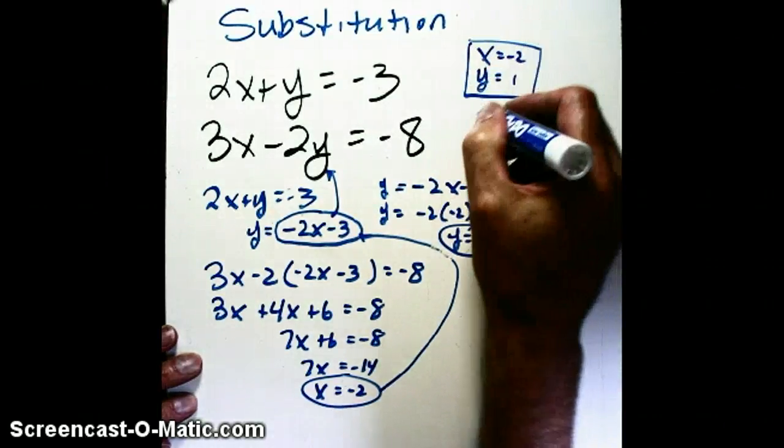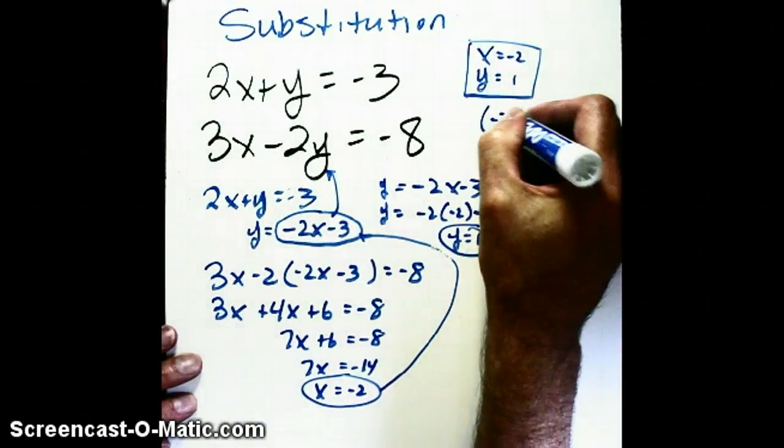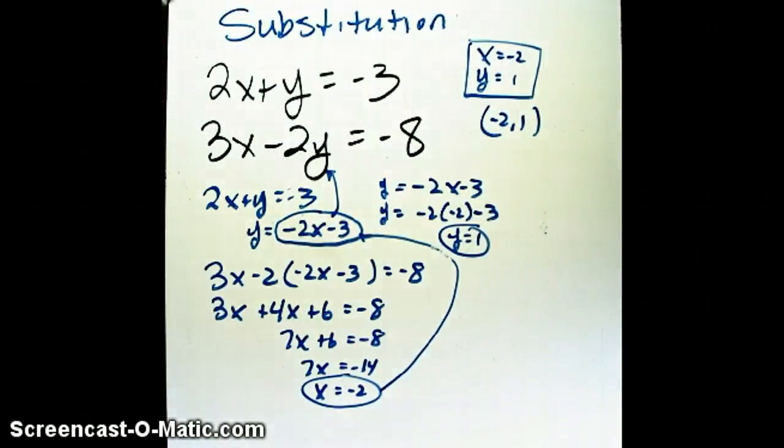I could write it as an ordered pair if I wanted to, negative 2 comma 1. Now how do I know it's true? Because I could plug it into both equations and it should satisfy both equations. That is the gist of the substitution method.